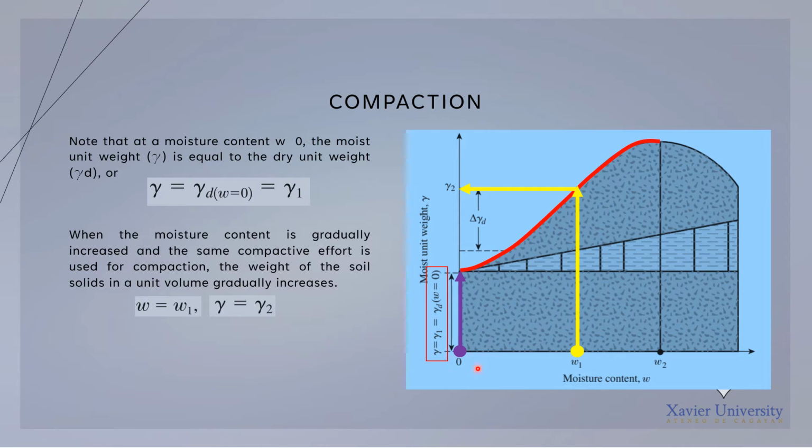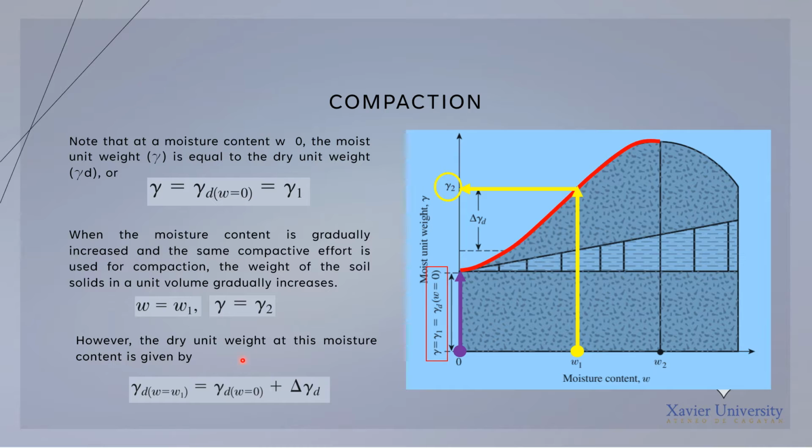So at moisture content equal to 0, our unit weight is here. So as our moisture content increases and reaches W1, the unit weight of our soil increases as well. So it now becomes gamma 2. However, the dry unit weight at this moisture content is given by the unit weight at moisture content equal to 0 plus the change in the dry unit weight.